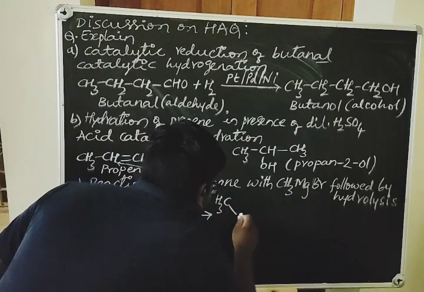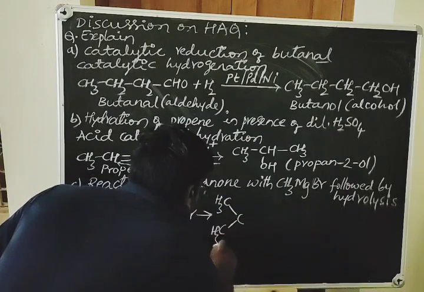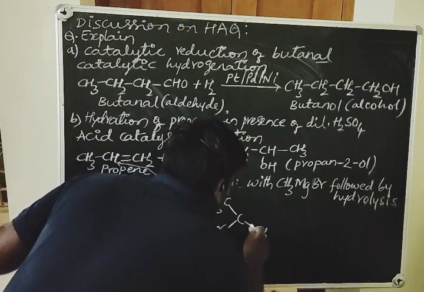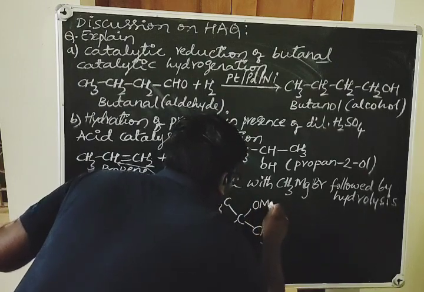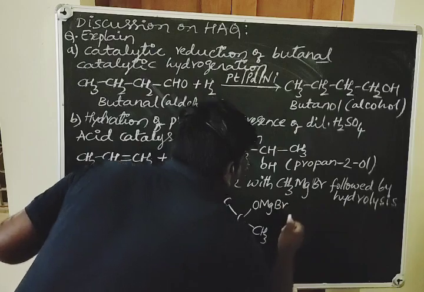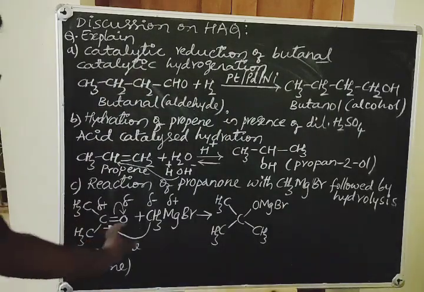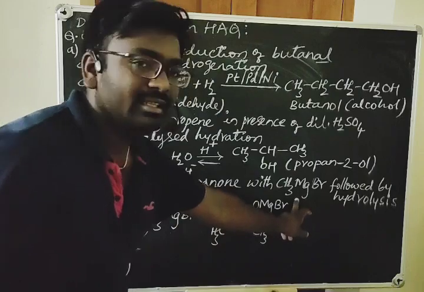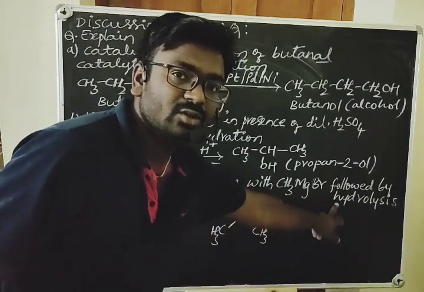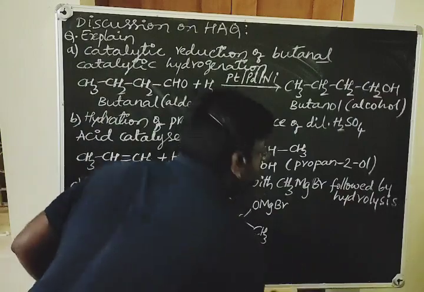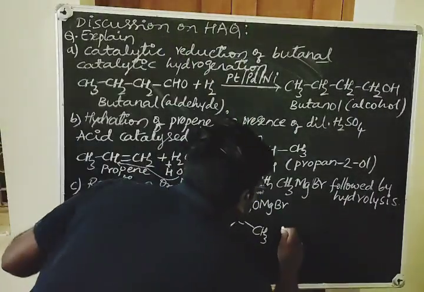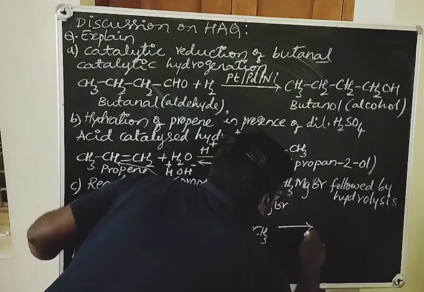We get CH3, C, CH3, and here also CH3, O, MgBr. So this is the reaction of propanone with a Grignard reagent, and we have to write the equation for hydrolysis also. Hydrolysis means breaking of a bond by the addition of water. Let's see that. So you are going to add the H2O to this.